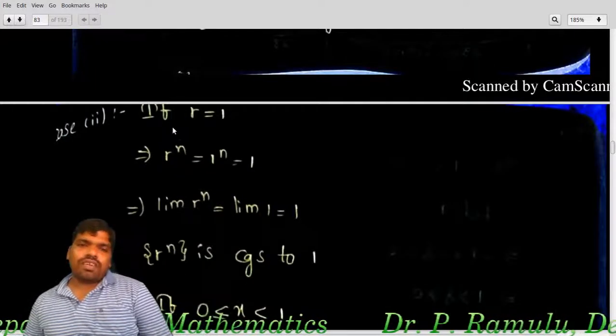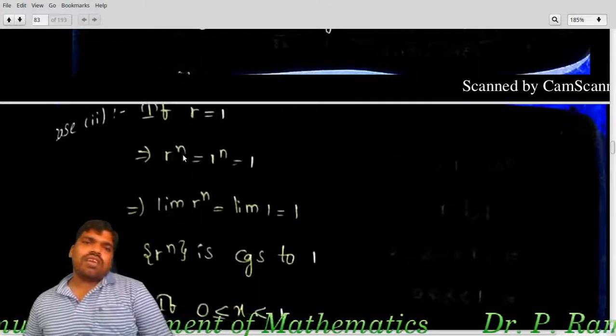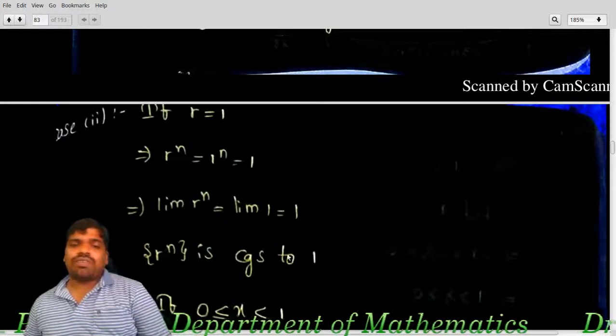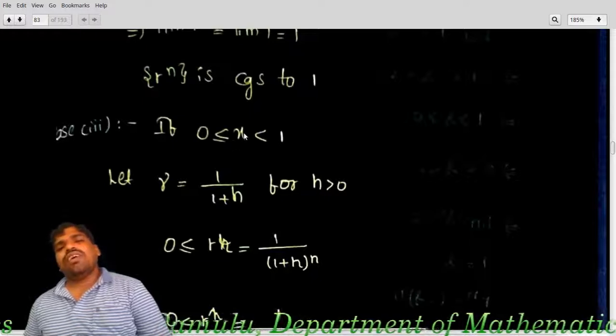If r is equal to 1, then what happens? r power n equals 1, 1 power n equals 1, the limit of r power n equals 1, so r power n converges if r equals 1. Now if 0 less than or equal to r is less than or equal to 1.